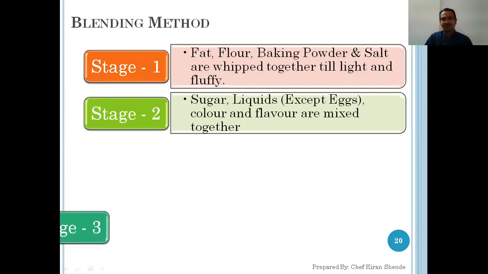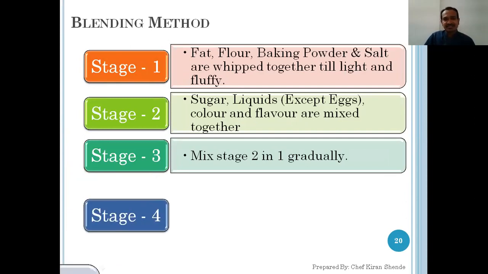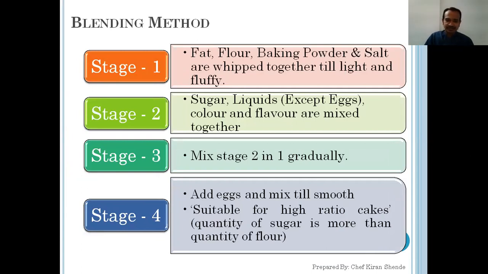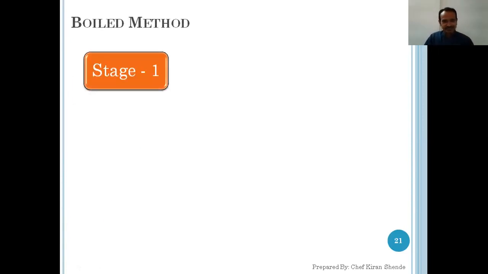In the second stage, sugar and everything except the eggs are added to the creamed mixture. Finally, the first stage and the second stage are mixed together. Stage 4, you add the eggs and mix till the entire mixture is nice and smooth. This basically is used for high ratio cake, wherein the quantity of sugar is more than the quantity of refined flour. Next method is the boiled method of cake making.